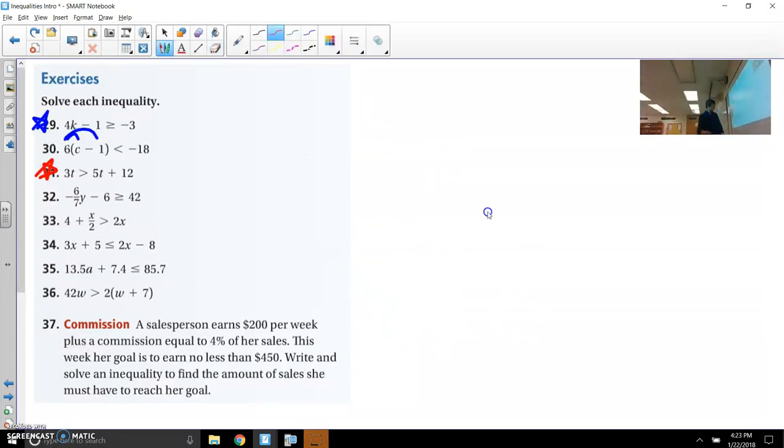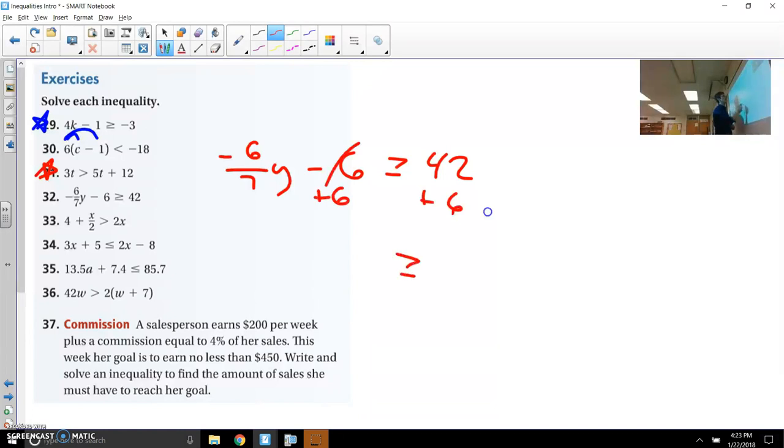This one, I have negative 6/7 y minus 6 is greater than or equal to 42. So this or equal line will allow me to actually use the value that I get at the end in the solution. Other than that, you won't be able to use it if it's just greater than or just less than. So, similar first step as last time. 42 plus 6 is 48. And over here I'm getting negative 6/7 y.